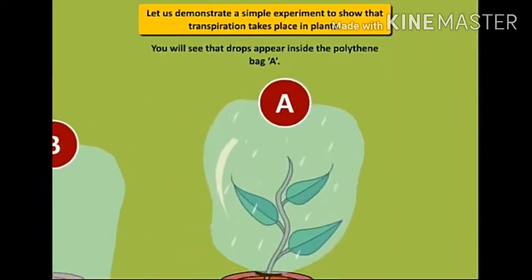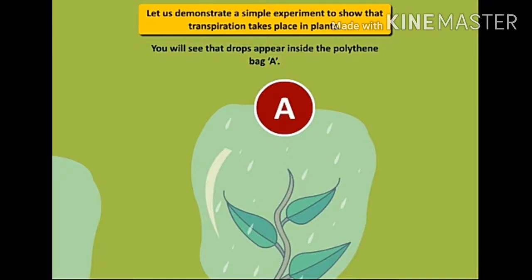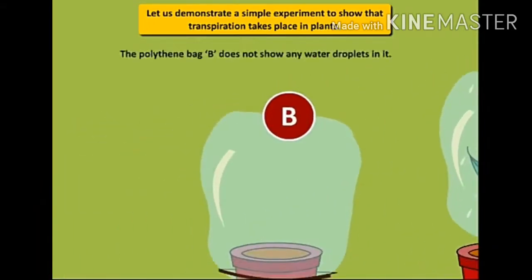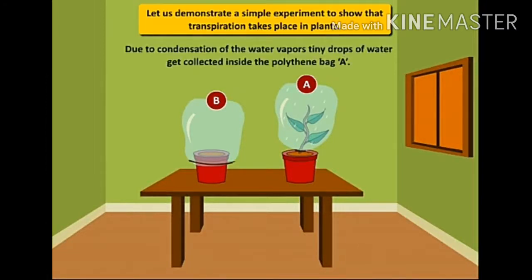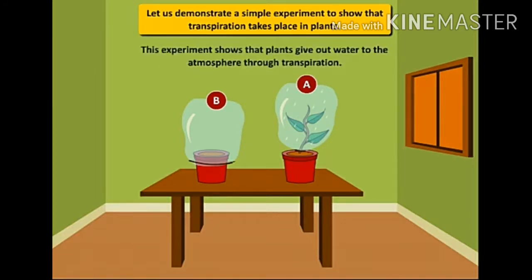After an hour or two, you'll see that drops appear inside the polythene bag named A. The polythene bag B does not show any water droplets in it. Now you know what the reason is. From this, you can conclude that the leaves give out water. Due to condensation of water vapors, tiny drops of water get collected inside the polythene bag A. This experiment shows that plants give out water to the atmosphere through transpiration.